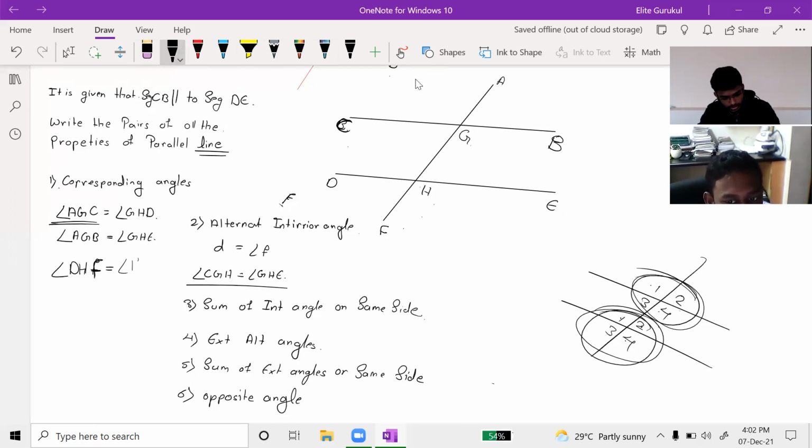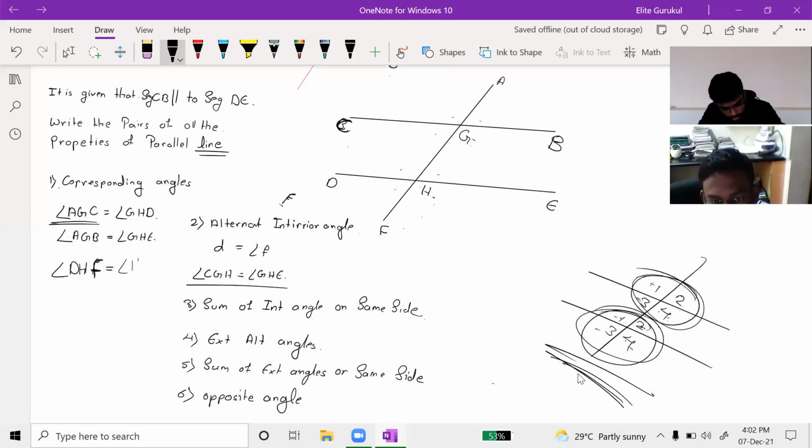G and H. Any doubt till here? No, sir. Look at this diagram. See, there are 4 angles: 1, 2, 3, 4. Yes or no? Yes, sir. Again, 1, 2, 3, 4. Any doubt till here?